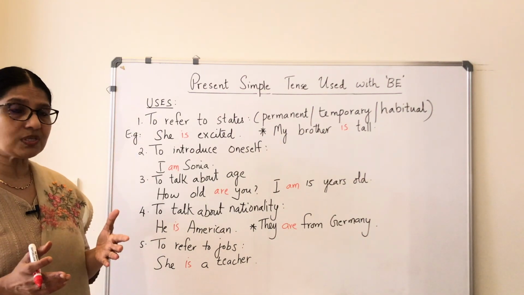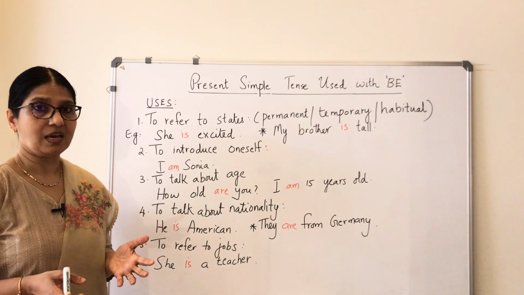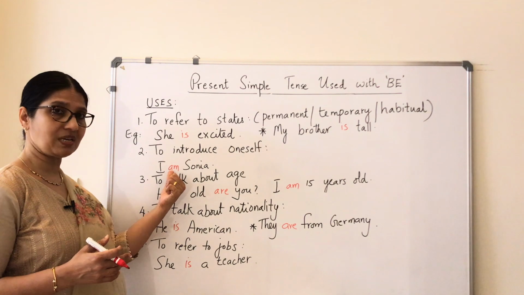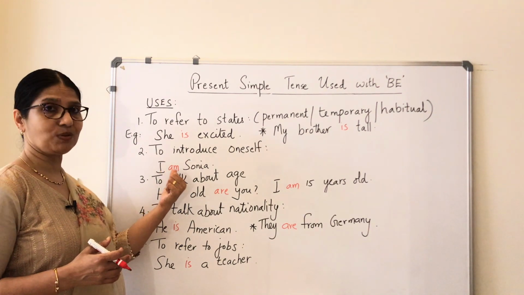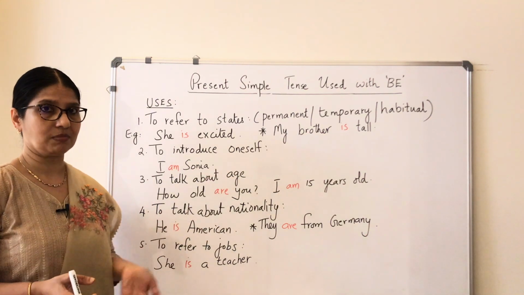It's also used to introduce oneself. So I may say, I am Sonia. Here I use am. The form of be, am, is used here because I use it with I. If it is with he, we say he is Tom.